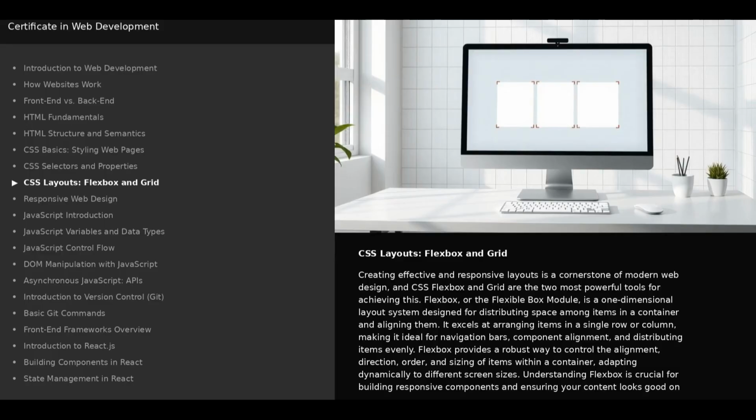CSS layouts, Flexbox and Grid. Creating effective and responsive layouts is a cornerstone of modern web design, and CSS Flexbox and Grid are the two most powerful tools for achieving this. Flexbox, or the Flexible Box module, is a one-dimensional layout system designed for distributing space among items in a container and aligning them. It excels at arranging items in a single row or column, making it ideal for navigation bars, component alignment, and distributing items evenly.